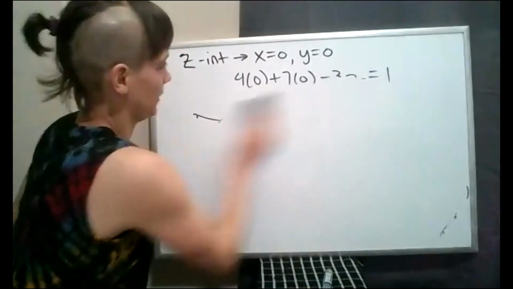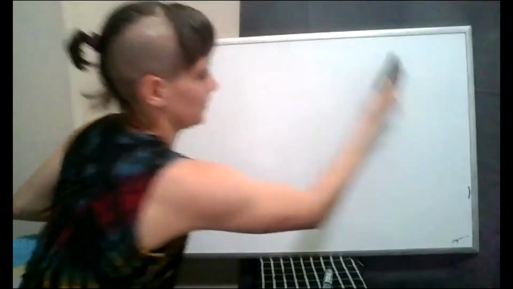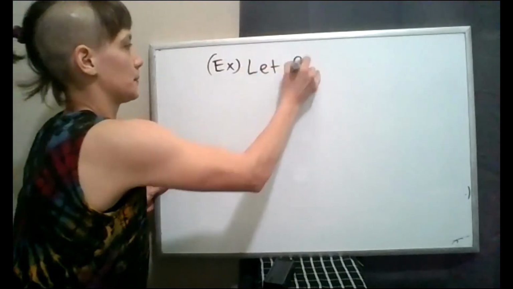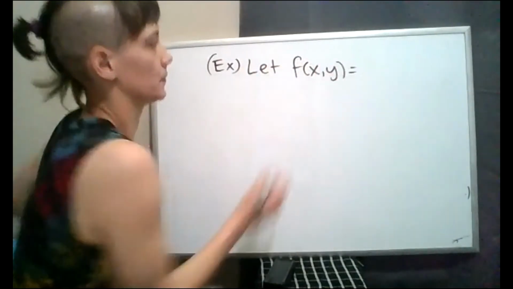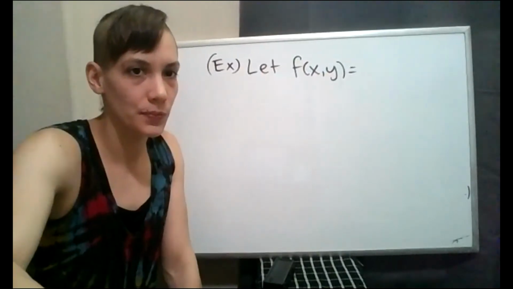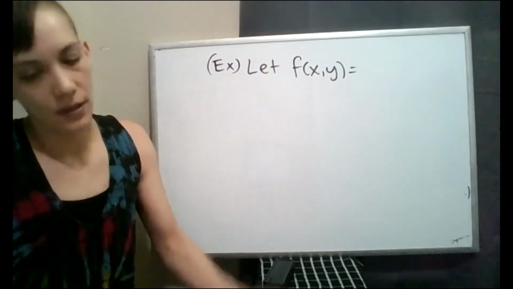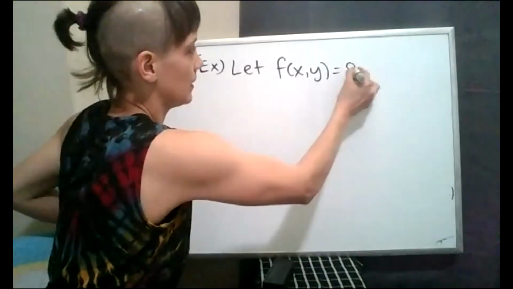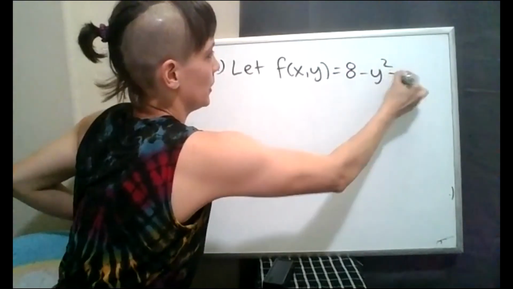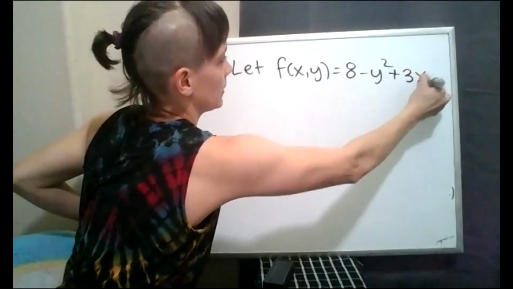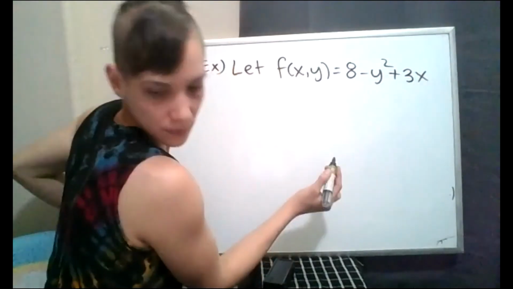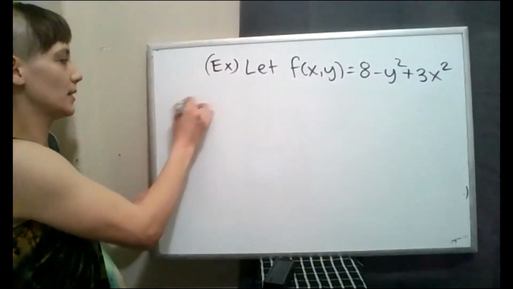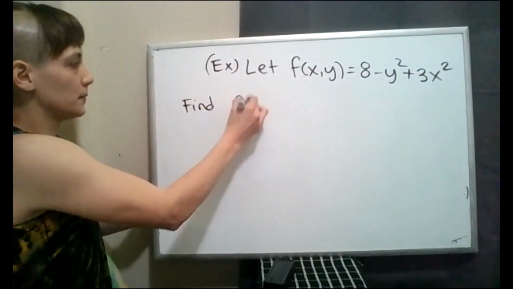Let's just go fresh. Okay. We're going to have, let's make it 8 minus y squared plus 3x. It's squared. Let's go squared. Okay, fine.